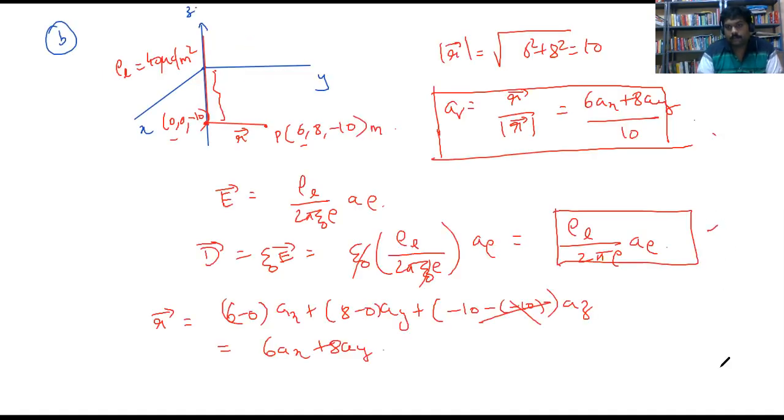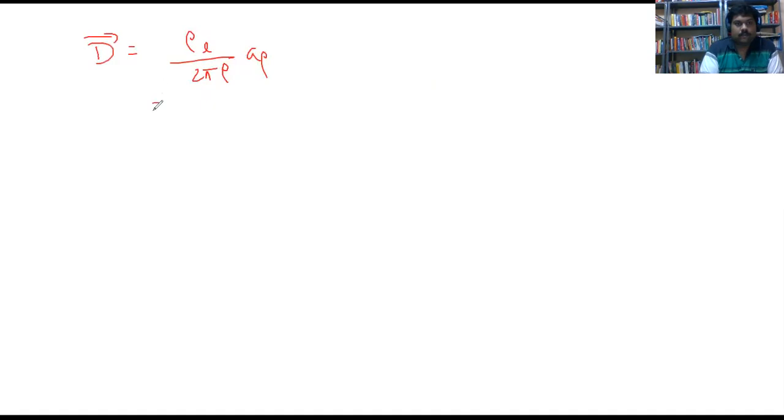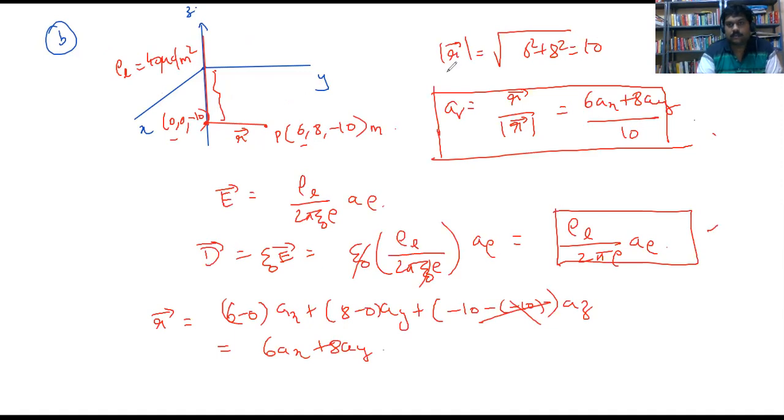So we'll substitute. So D equals rho L by 2 pi rho into A rho as per the previous equation. So rho L is what? 40 into 10 to the minus 6, 40 micro. So 2 pi into, what is rho actually? Rho is nothing but this distance, the magnitude of R vector. What is rho in definition? Perpendicular distance from the point to the required axis. So this is nothing but rho itself. So rho is nothing but 10.